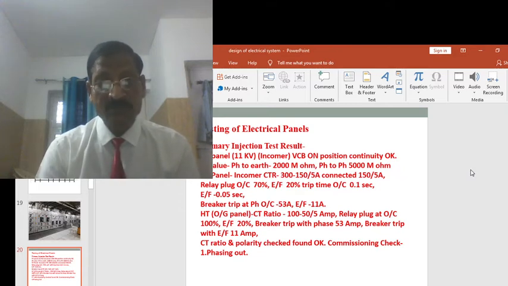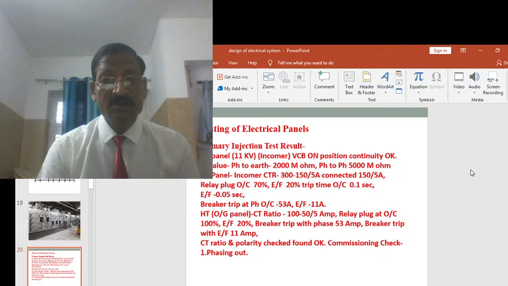This is the procedure of how to test. Keep the VCB in on position and check the continuity. If it is okay, then the IR value from phase to earth is checked with the megger. From phase to earth 2000 megaohm, phase to phase 5000 megaohm.